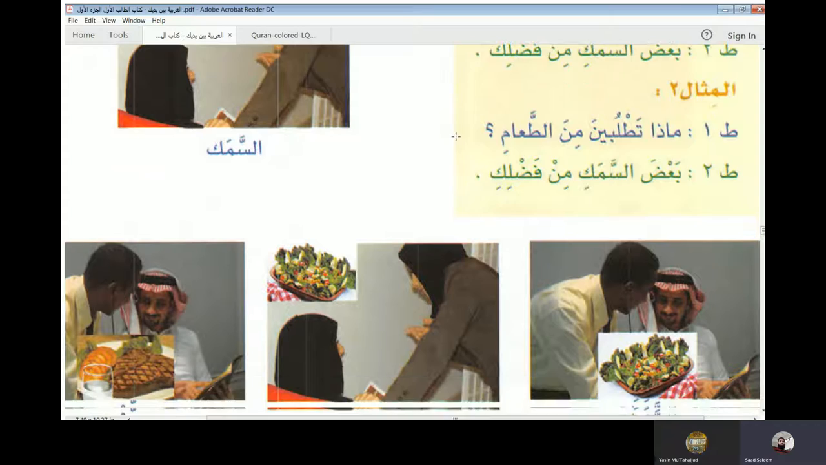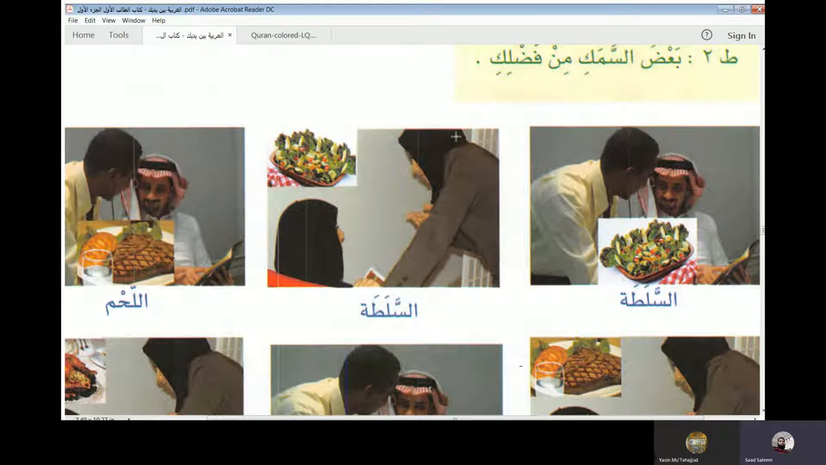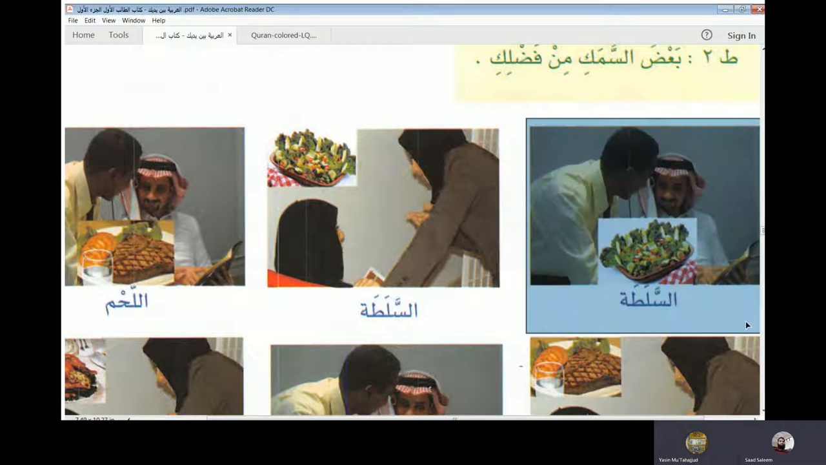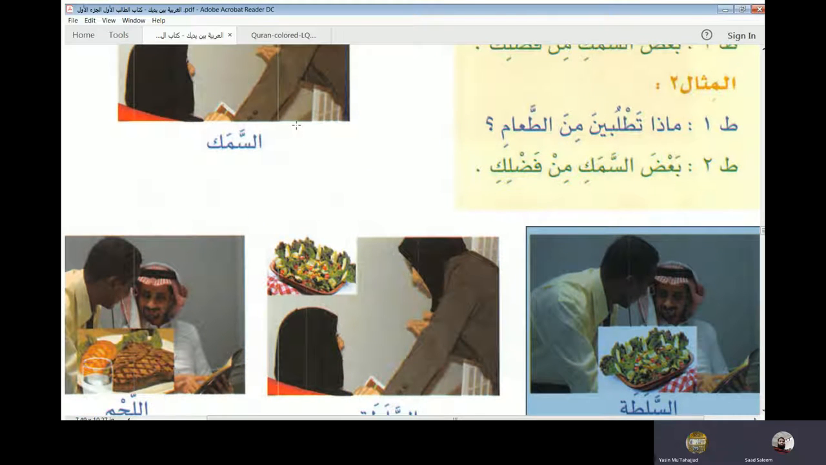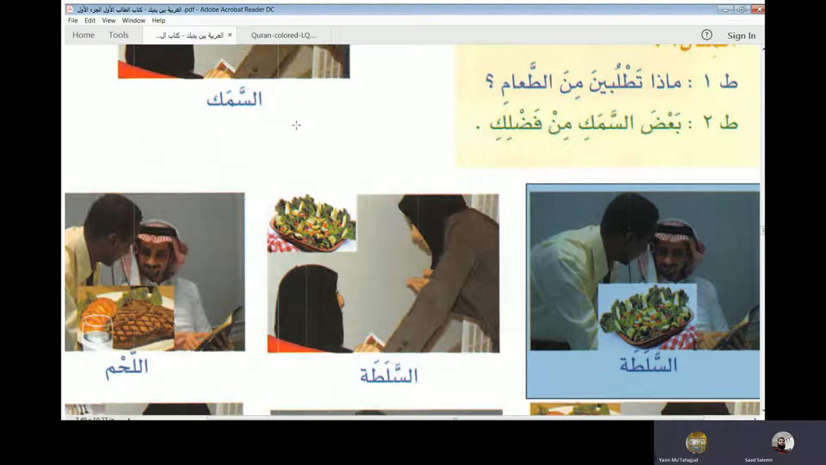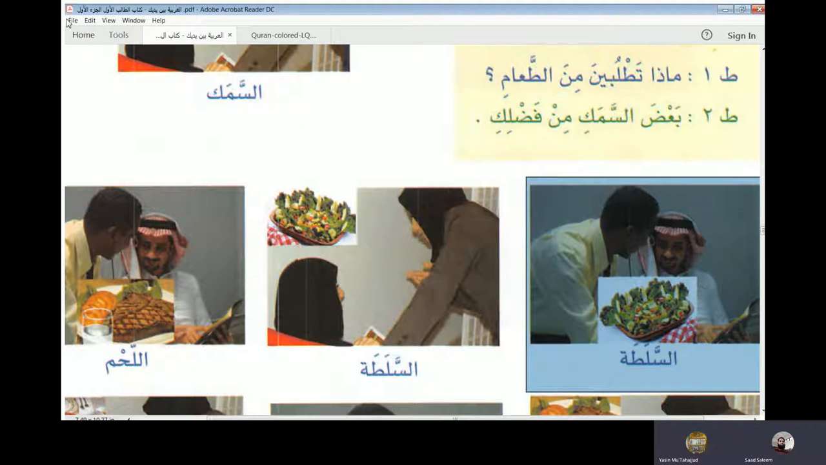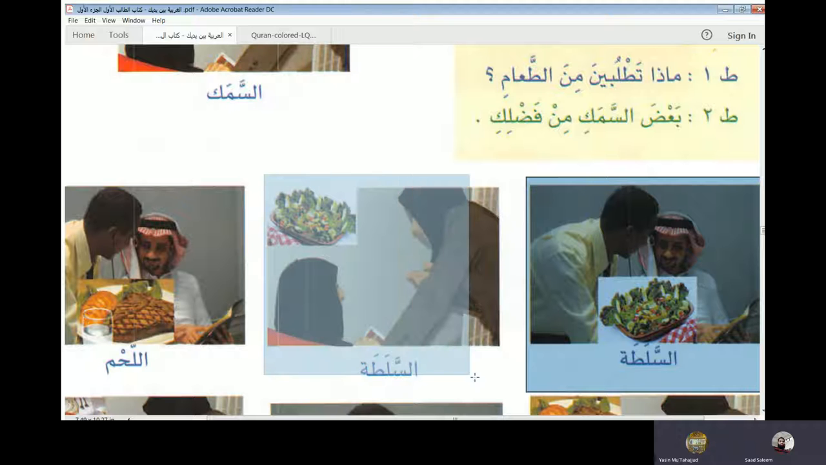Now, according to the picture, you will ask a question. For male, a different question. For female, a different question. So I will say, Maza tatlubu min at-ta'am? Yes. And then, Baza salatati? Salatati? No. Okay, salatati min fadlika. Good.